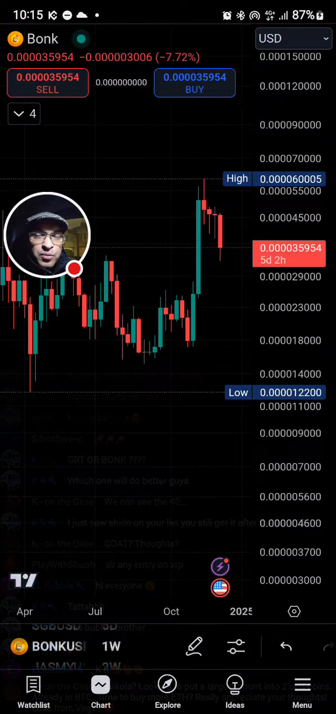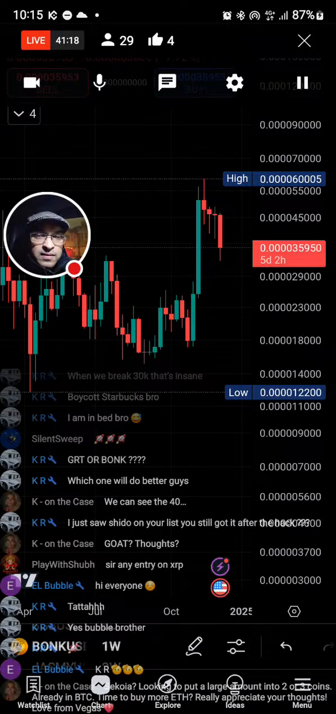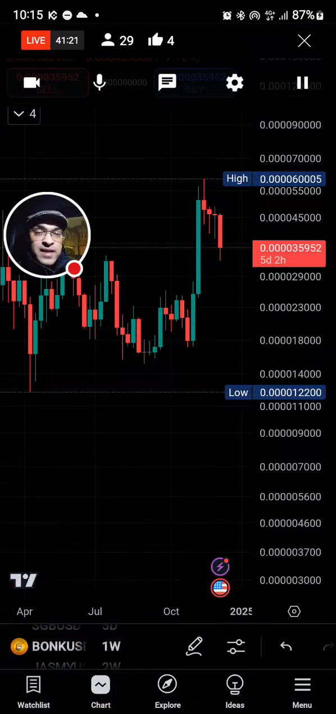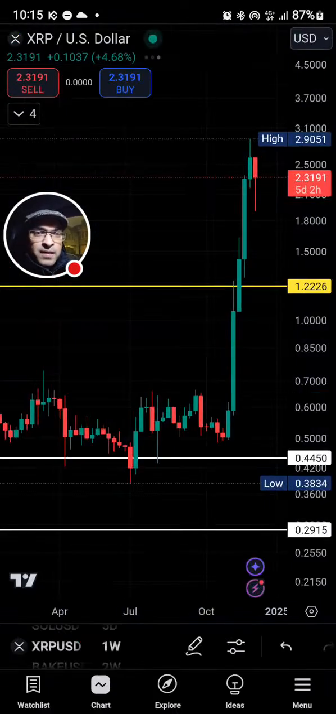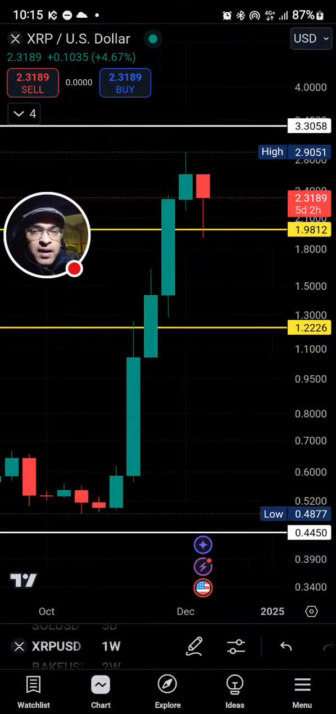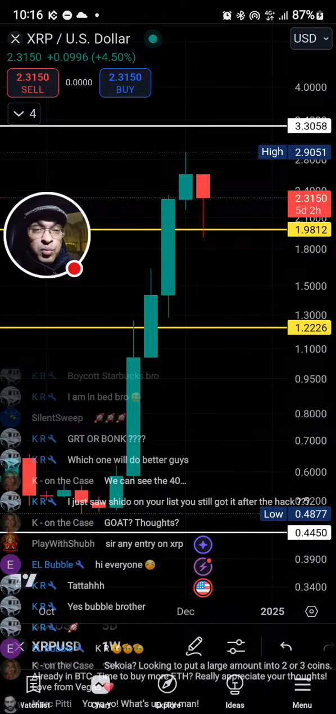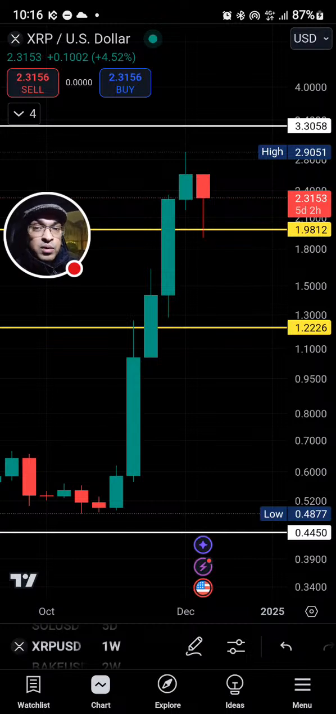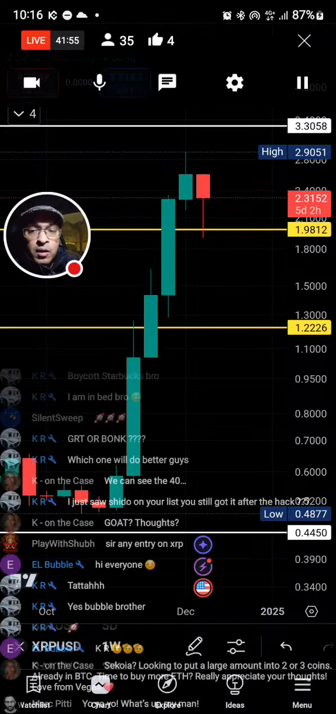K on the K says goat thoughts. Play with Shub says any entry on XRP. Oh, well, let's see what your entry on XRP would be. Yeah, anything below $2, but wait for it. Don't buy now. I'm telling everybody, don't buy now. Let today finish, let tomorrow finish, and then see what happens. But if you do want to put a buy order below $2, put a buy order below $2, and this is not financial advice. Do whatever you want; it's your money. But I recommend put a buy order below $2, snipe it there. Do you know what I mean? Snipe it there. So that should be a good one for you, right?